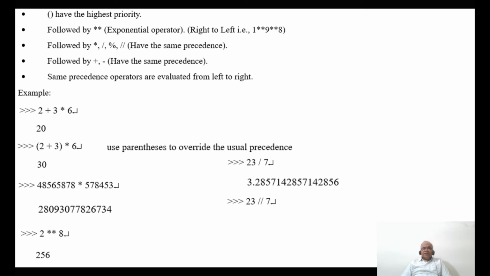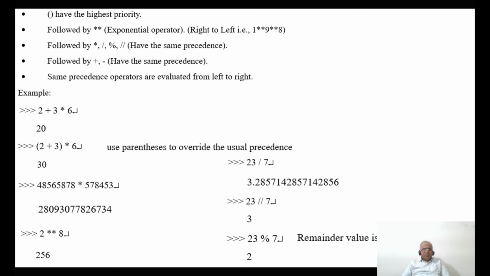Then you have 23 floor division 7. Floor division is nothing but an integer division. So whatever you get here will be without the decimal point. So you are going to get 3. Then we have 23 % 7. So you are going to get 2 as the remainder. Remainder value is 2. So this is how you will be able to evaluate this.